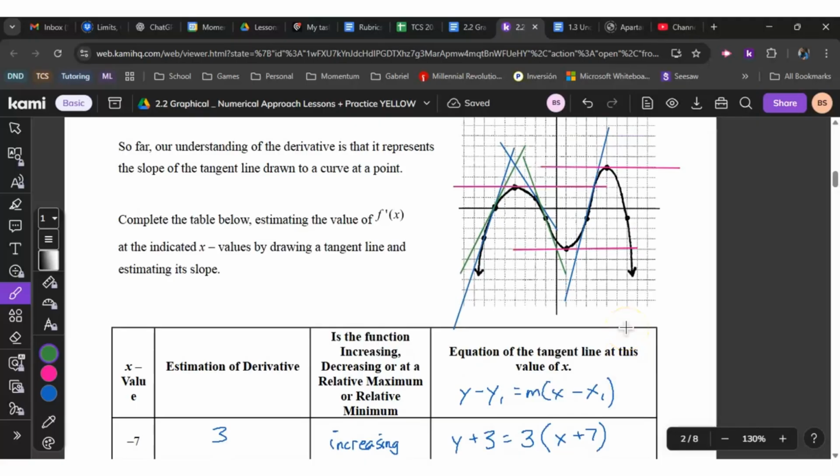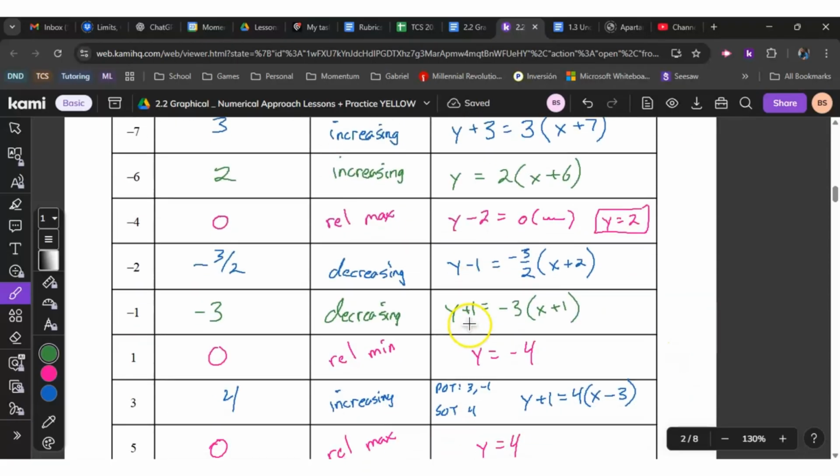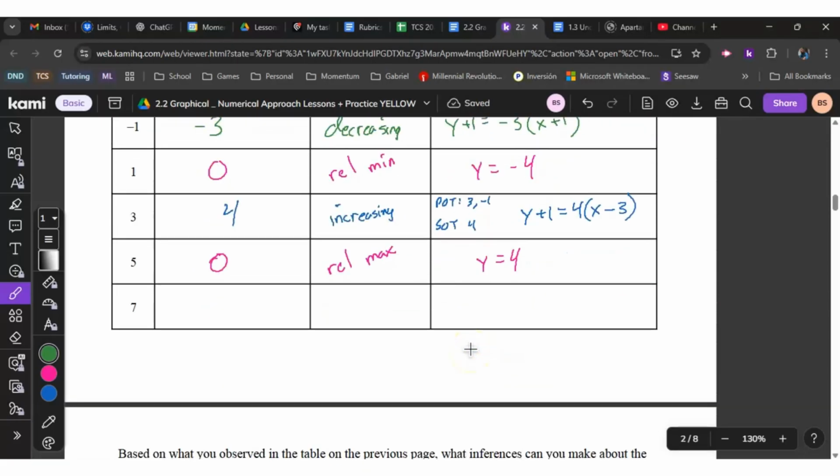I'm going to go with it's probably about the exact same steepness. So let's try -4 and see if that works. 1, 2, 3, 4. Yeah, that looks pretty good to me, right? -4, because it looks like it's directly opposite the one that was 4. So, is it increasing, decreasing, max or min? Decreasing.